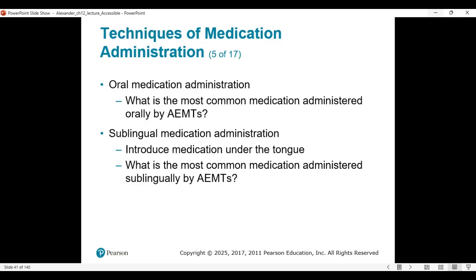Oral medications. So what is the most common oral medication that an EMT or an AEMT is going to give? Of course, that's aspirin. Sublingual, this is where we put it underneath the tongue. The most common one, again, is going to be nitro, of course.